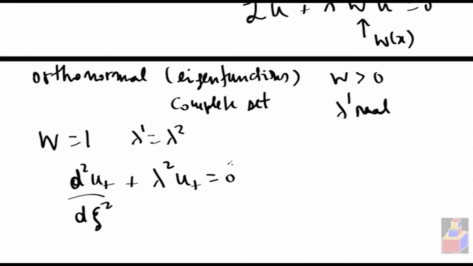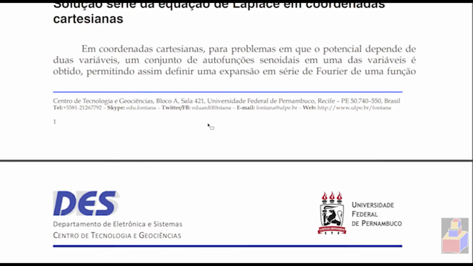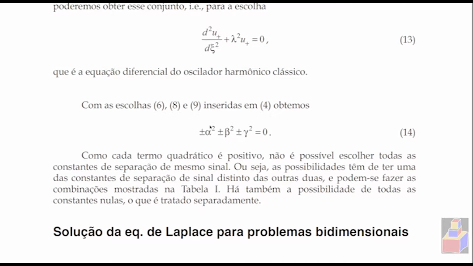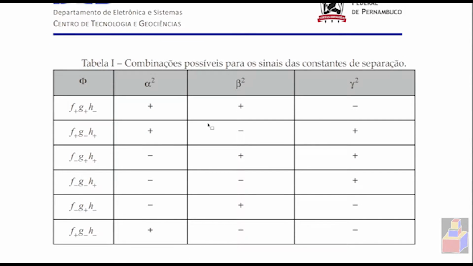So let's, for instance, let me just show you the possibilities of choice. We have a table here, which gives the possibilities of signs for those functions, okay? So we have plus, plus, and minus. So you can choose those signs which have all these possibilities, okay?